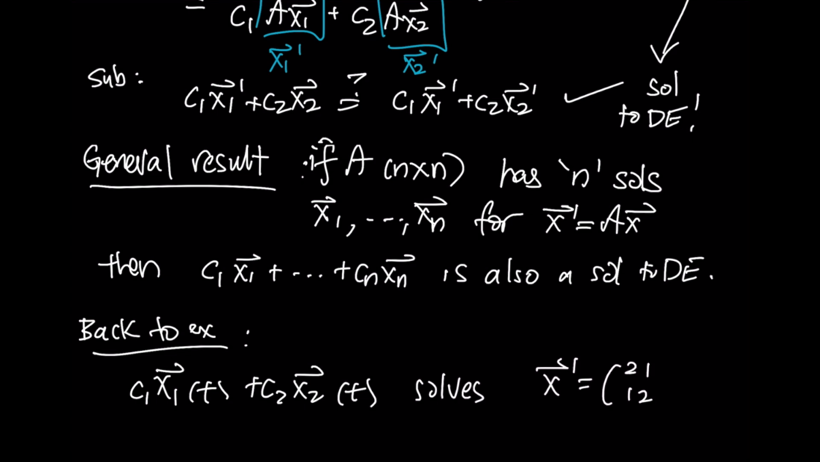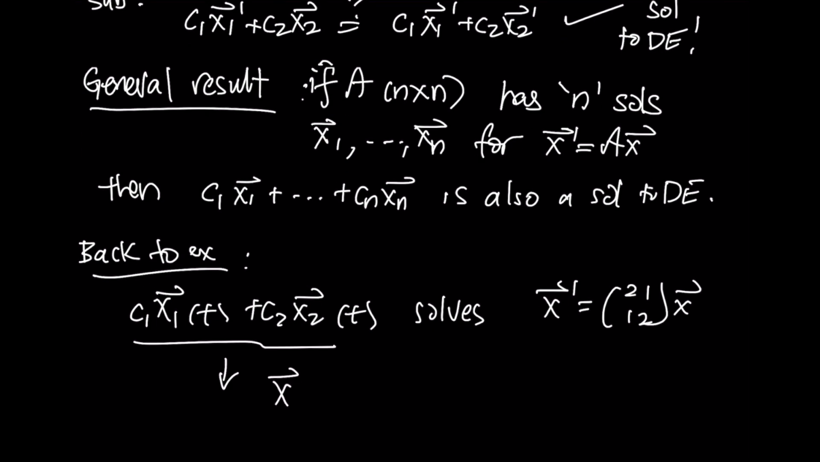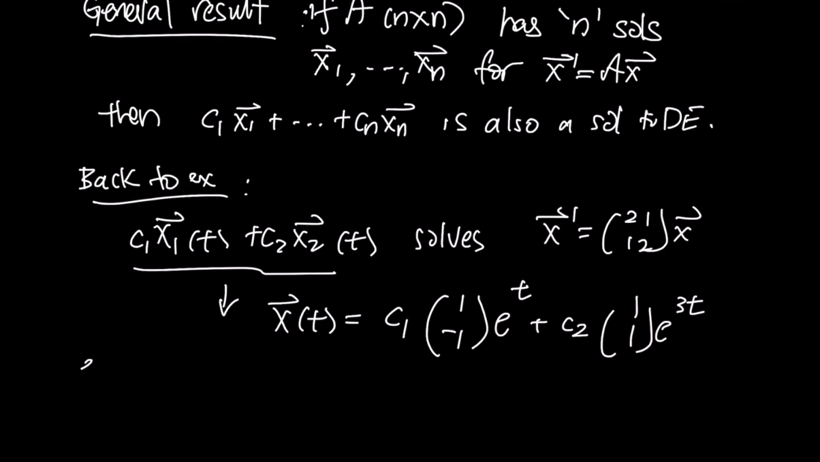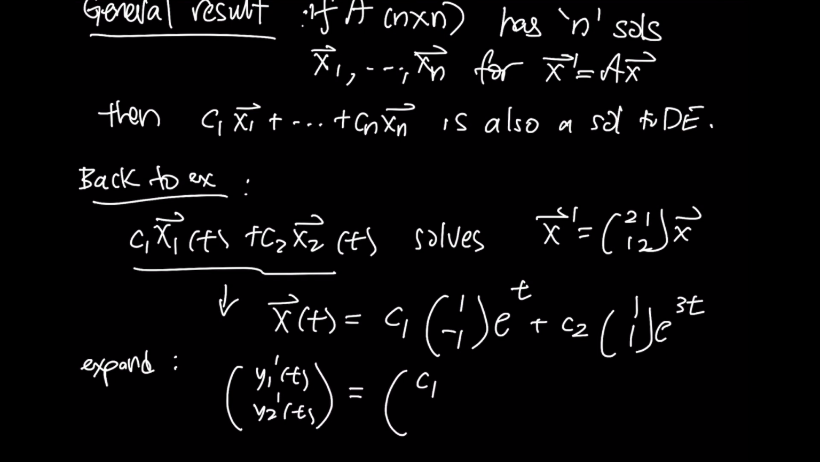So that means that the solution in this case is going to be C1 [1, -1] e^t plus C2 [1, 1] e^(3t). Now, if you wanted to expand this and write it out term by term, what you will find is that the vector is [C1 e^t plus C2 e^(3t), negative C1 e^t plus C2 e^(3t)].